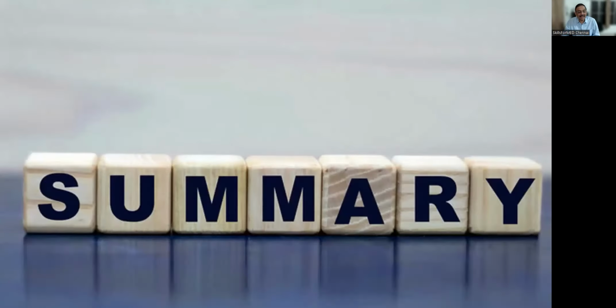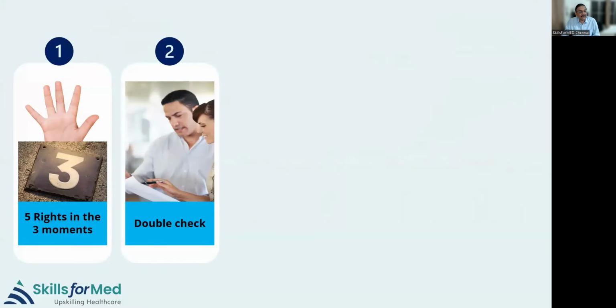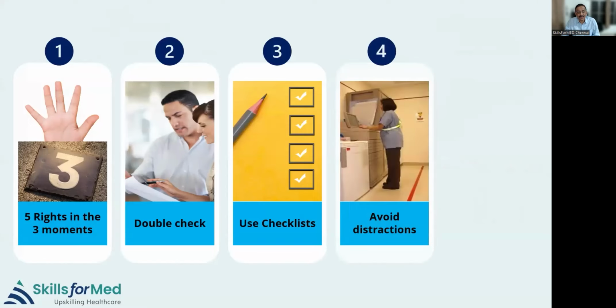So friends, I think it's time to summarize. Let me do it in a quick way. You have to use the 5 rights in the 3 moments. You've got to double check, either a 2-person or an independent double check. You decide according to your organization. Use checklists for whatever medication process where you think it is difficult, so people go through it in an organized manner. Avoid distractions using simple measures.